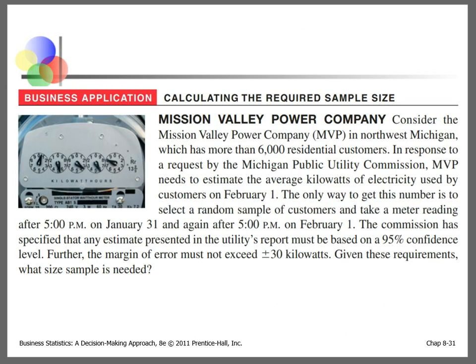Let us look at this example. Mission Valley Power Company, or MVP, in Northwest Michigan, which has more than 6,000 residential customers, in response to a request by the Michigan Public Utility Commission, needs to estimate the average kilowatts of electricity used by customers on February 1. The only way to get this number is to select a random sample of customers and take a meter reading after 5 p.m. on January 31 and again after 5 p.m.